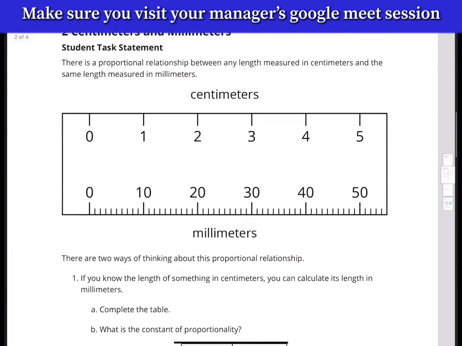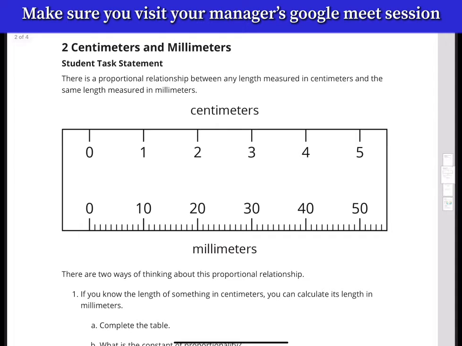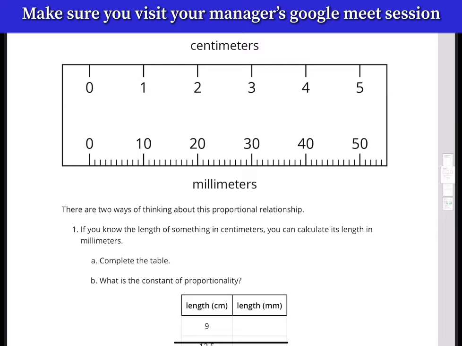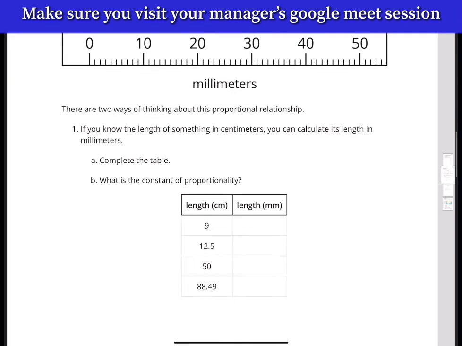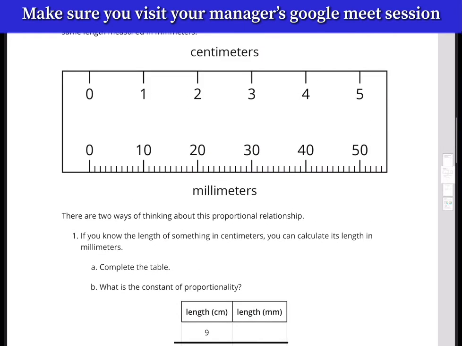Okay, so I'm going to start this lesson off with this student task called Centimeters and Millimeters. You guys can read quietly to yourself as I read this out loud. It says, there is a proportional relationship between any length measured in centimeters and the same length measured in millimeters. There are two ways of thinking about this proportional relationship. Number one, if you know the length of something in centimeters, you could calculate its length in millimeters. Complete the table. What is the constant of proportionality?